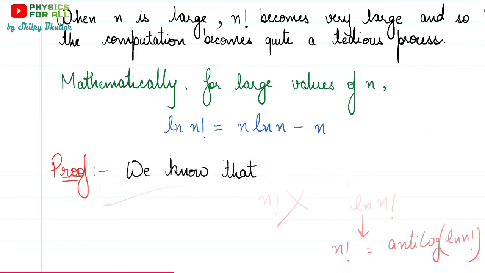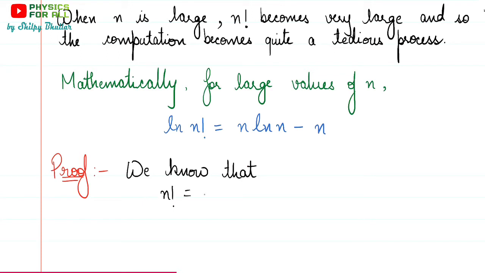Let's start proving it. So we know that when we have to find the factorial of any number, we simply keep on multiplying the number with the number one less than it, and it just continues till we reach 1. So we can write here 3, 2 and 1. No matter what number you have, we will get this expression.